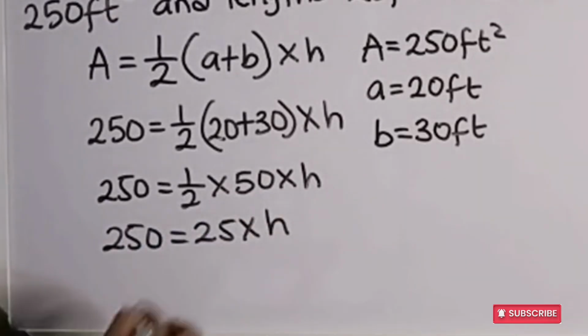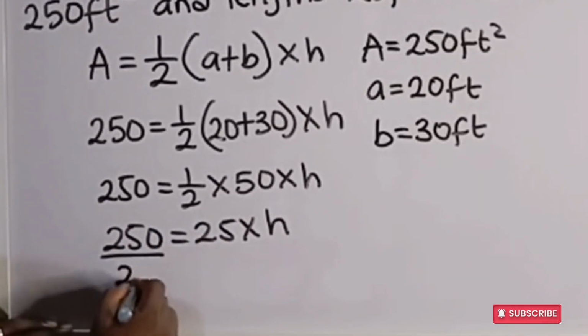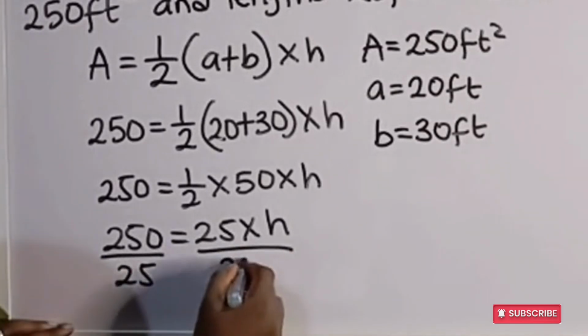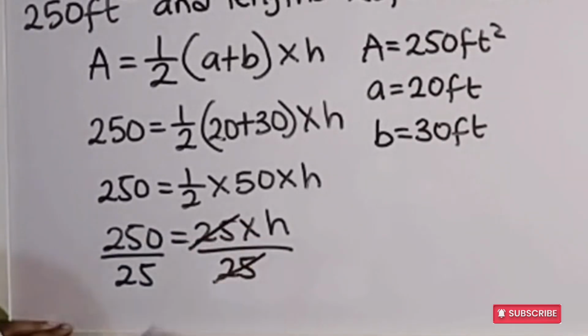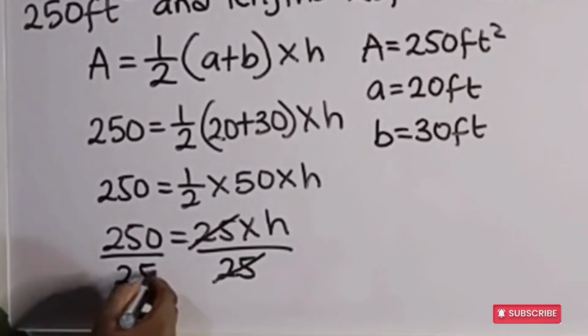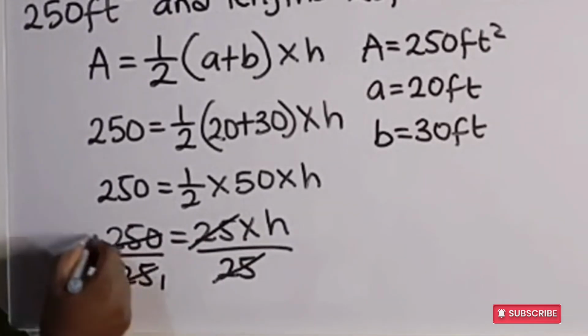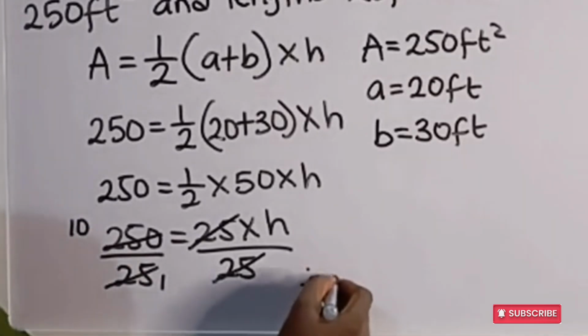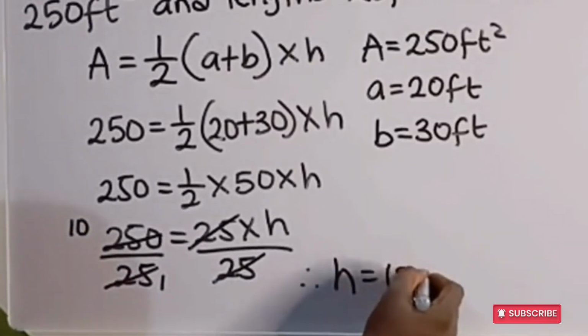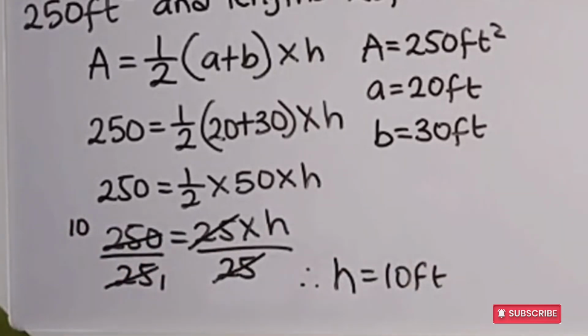So to get the value of h, we divide both sides by 25. 25 will cancel out 25. 250 divided by 25, what do we have? 25 here is 1, 25 here is 10. Therefore, h is equal to 10 feet. So the height of this trapezium is equal to 10 feet. So that gives us the value.